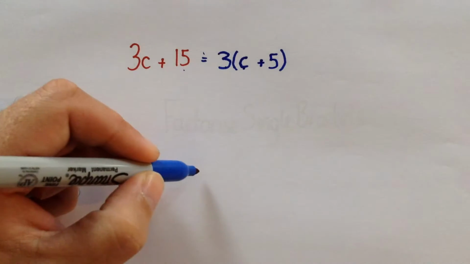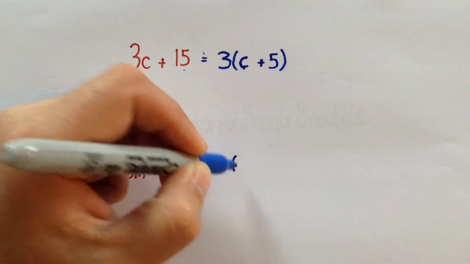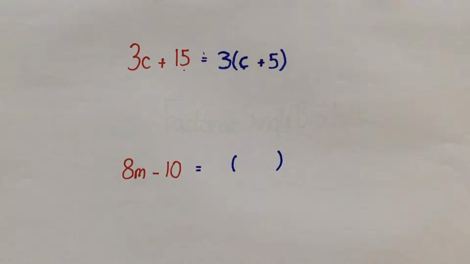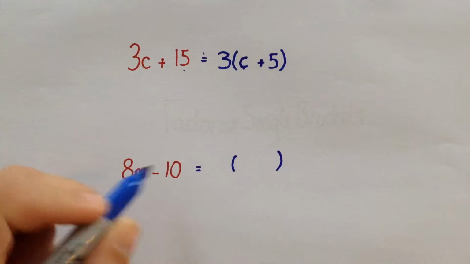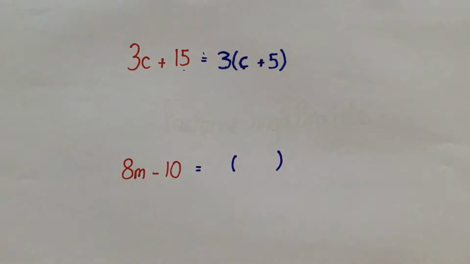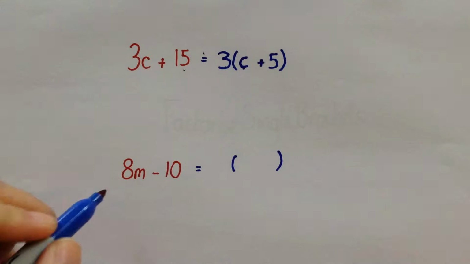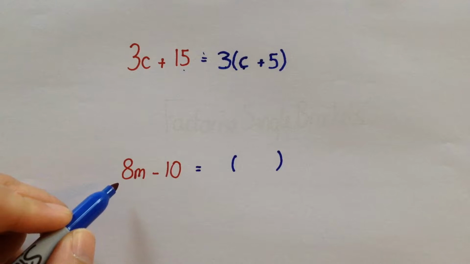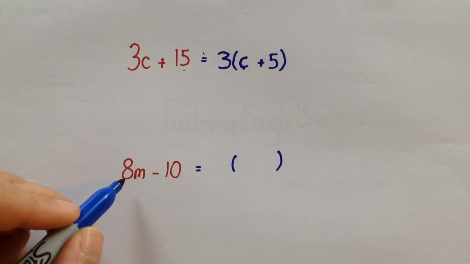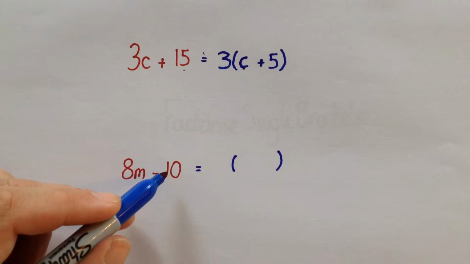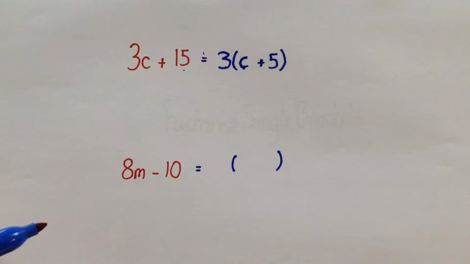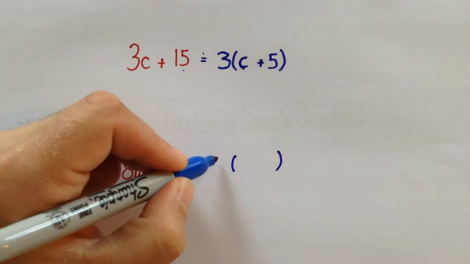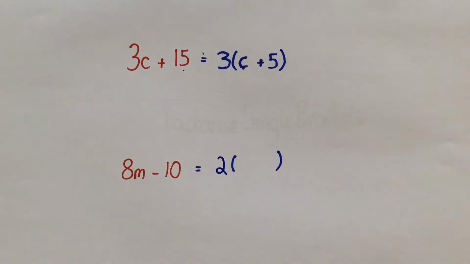3 times 5 makes 15, so it's plus 5. For the next example, same idea. We start off by writing our brackets. There's only a letter on this first term, so I know there's not going to be a letter on the outside. We then look and think, what is the highest common factor of both 8 and 10? So in other words, the biggest number that has 8 and 10 in its times table. 2 is the biggest factor we've got here, so 2 goes on the outside.